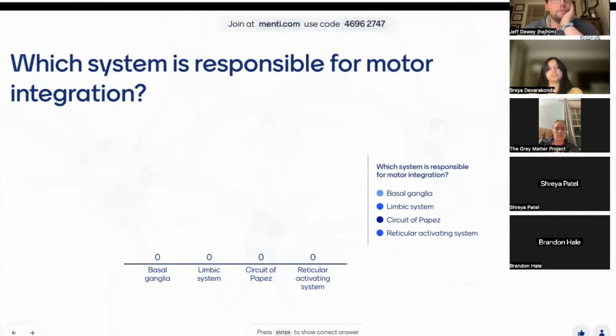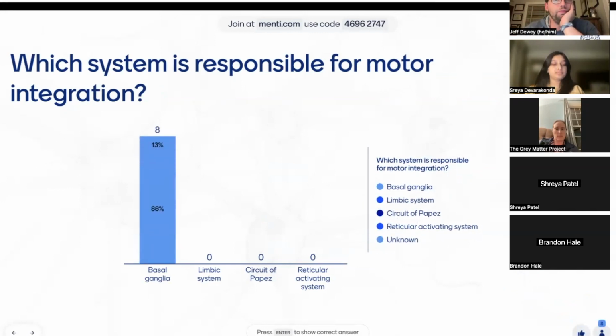Which system is responsible for motor integration? And some of you might be saying, hey, I thought that was the cerebellum, but just remember they work together. There's a lot of crosstalk between these systems. Good.